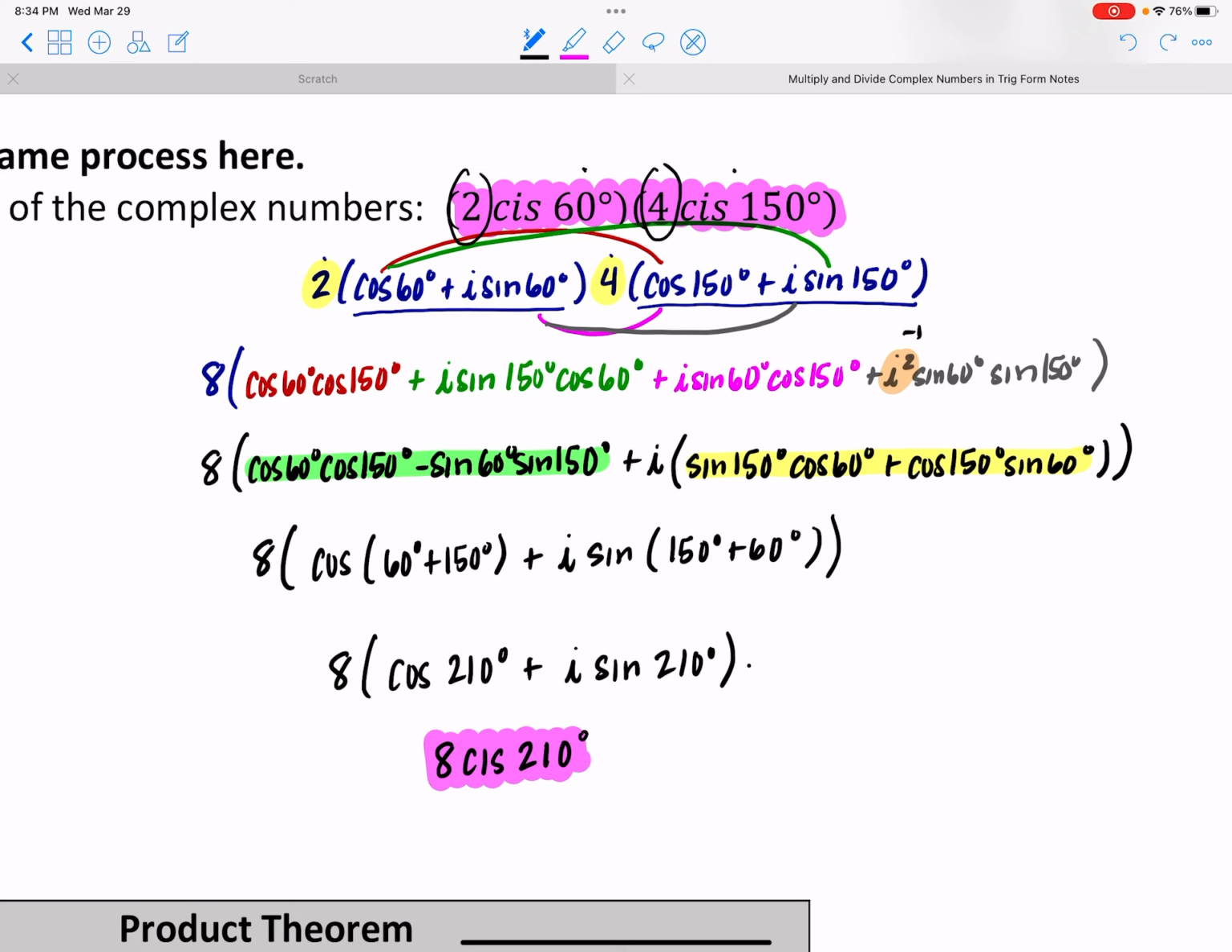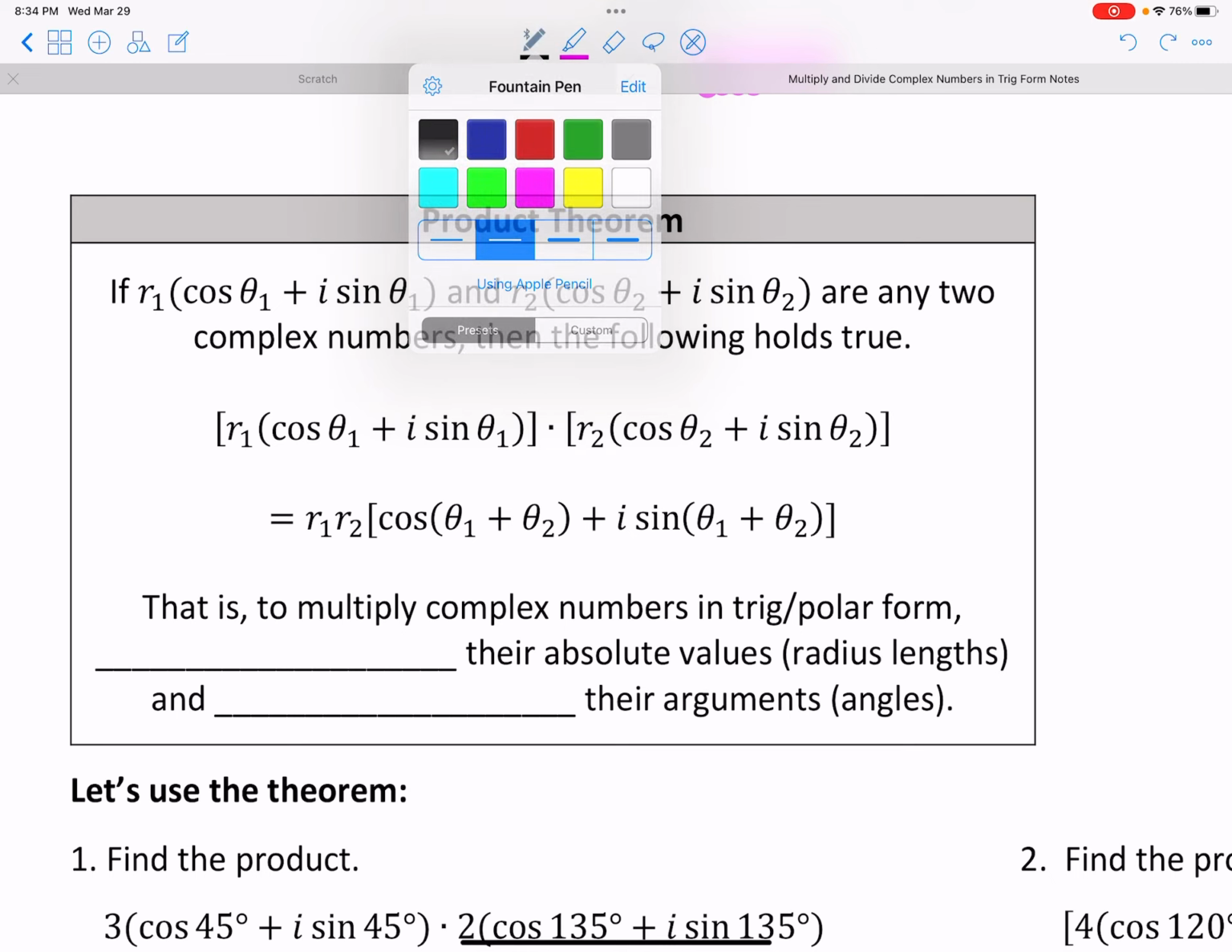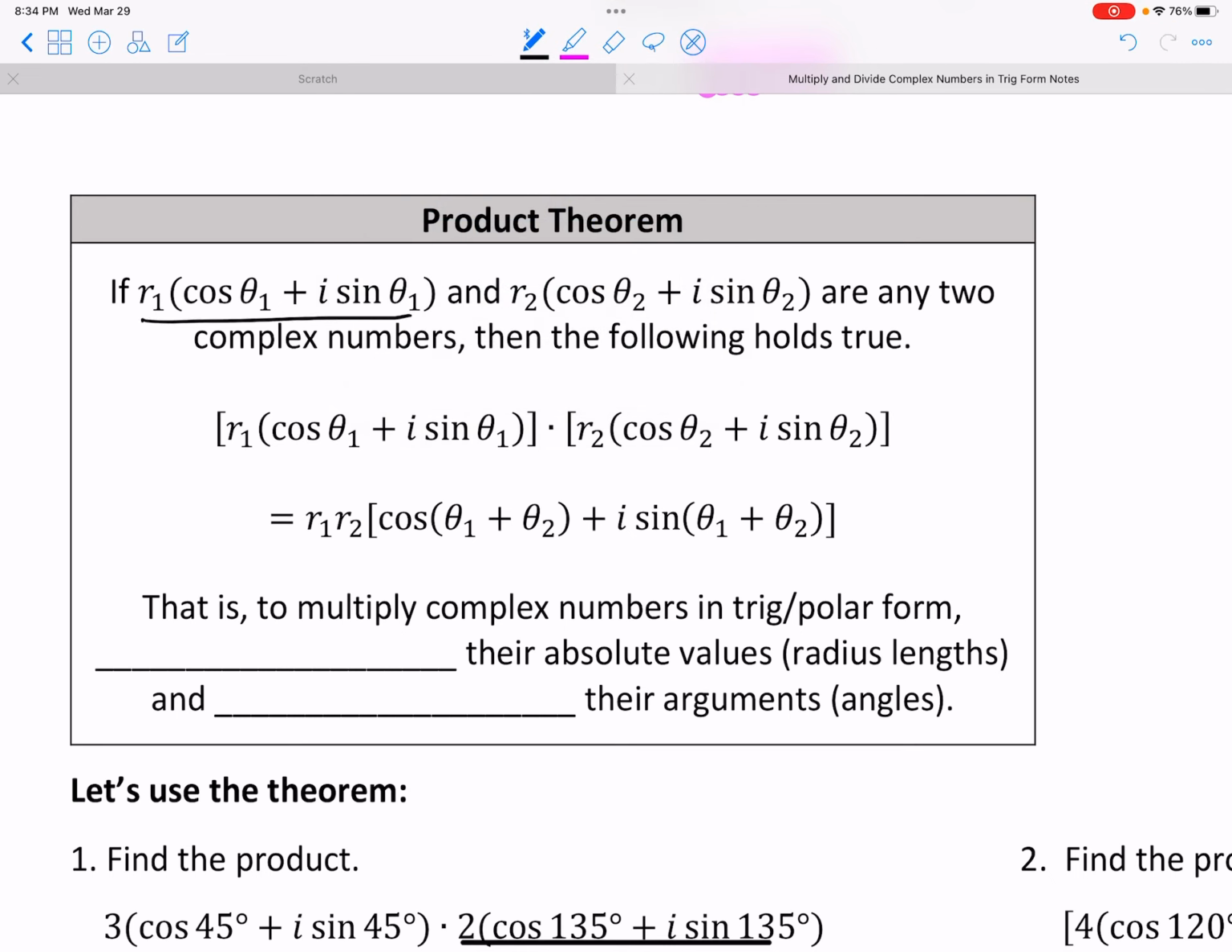So even though the actual multiplying process can be a little brutal, we don't have to do it. We have this product theorem that says if I start with two complex numbers in trig form, so that's what this is saying here, I have a complex number in trig form, and I have another complex number in trig form. There are subscripts of 1 with the first to say that's the first one, and subscripts of 2 with the second to say, hey, that's the second one.